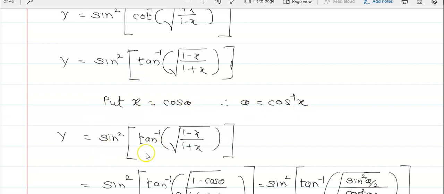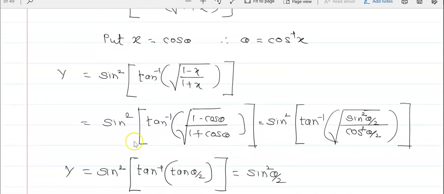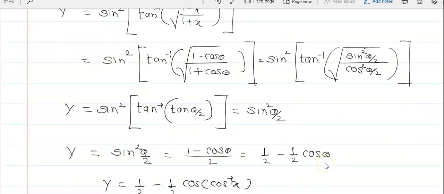Therefore sine square tan inverse of root of 1 minus x upon 1 plus x. What is x? x is equals to cos theta. 1 minus cos theta upon 1 plus cos theta. That is the sine square tan inverse of root of 2 sine square theta by 2 upon 2 cos square theta by 2. These 2 get cancelled. Then you will get the tan of theta by 2. Tan inverse of tan of theta by 2 is theta by 2. That is the sine square theta by 2.